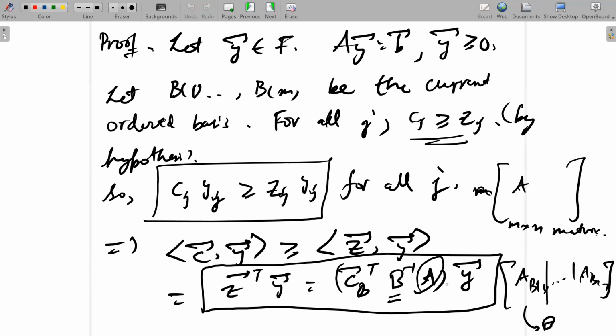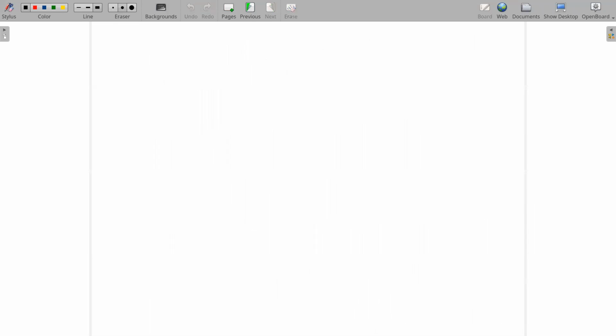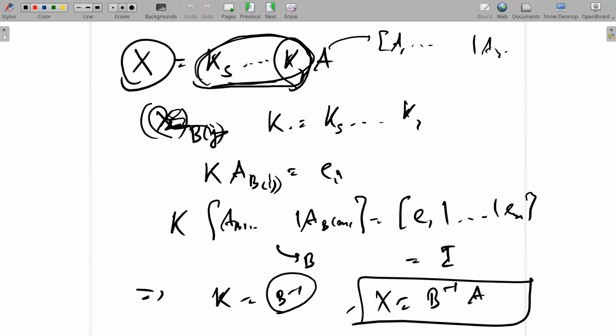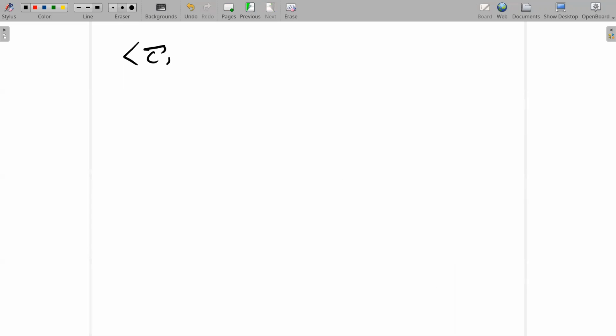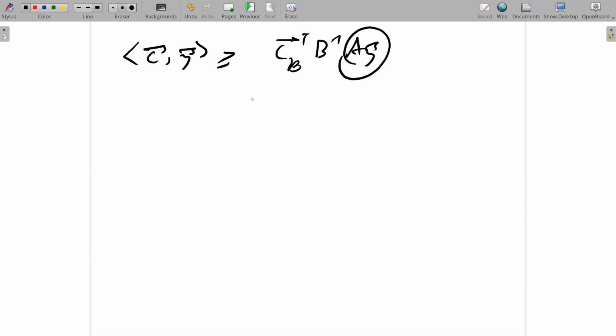And that acting on Y. If I use associativity of matrix multiplication, I move the brackets around, I have AY, and AY is equal to B, because Y is a point in the feasible set. So I'll just repeat this. So far we have shown that C dot Y is bigger than or equal to CB vec transpose B inverse AY. And this is nothing but CB vec transpose B inverse B.